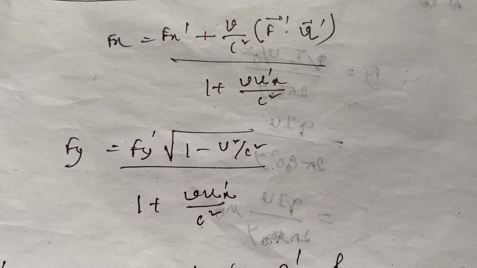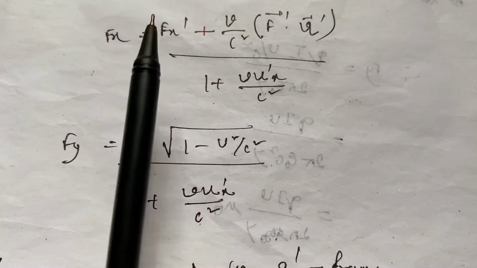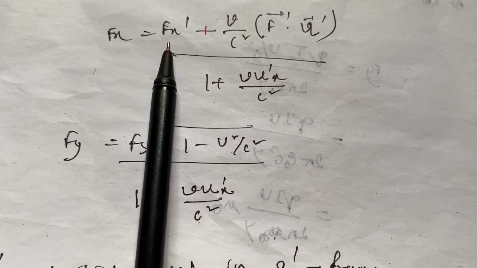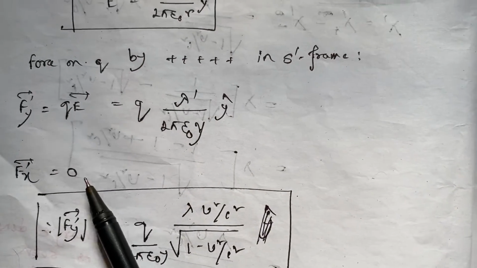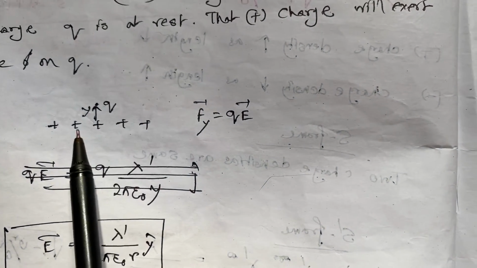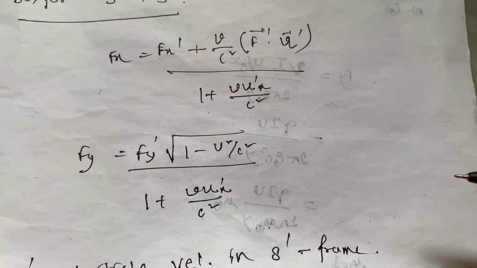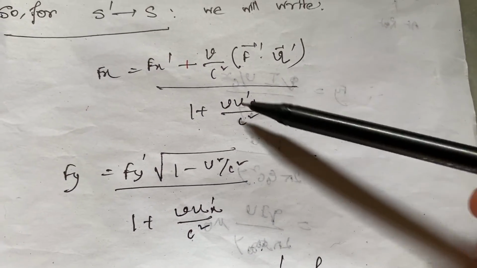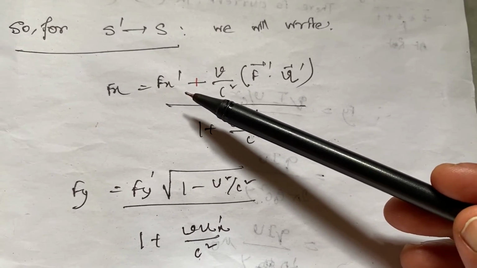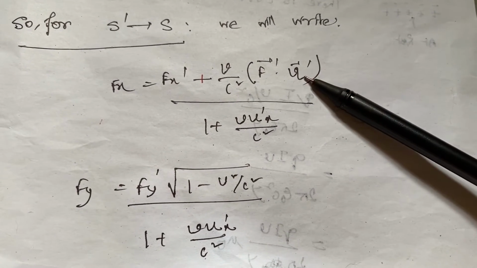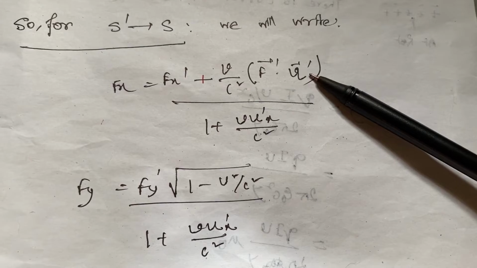In S prime frame we have already discussed that fx prime is equal to 0. The particle is not experiencing any force along x direction. It is experiencing force only in the y direction. So here in this expression fx prime is equal to 0 and particle speed is also equal to 0 in the S prime frame.